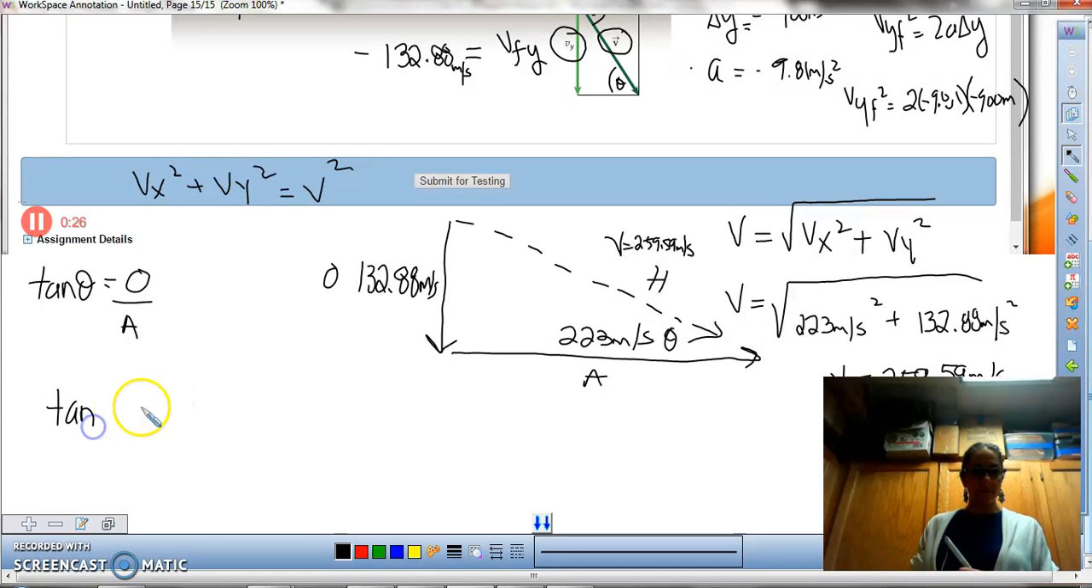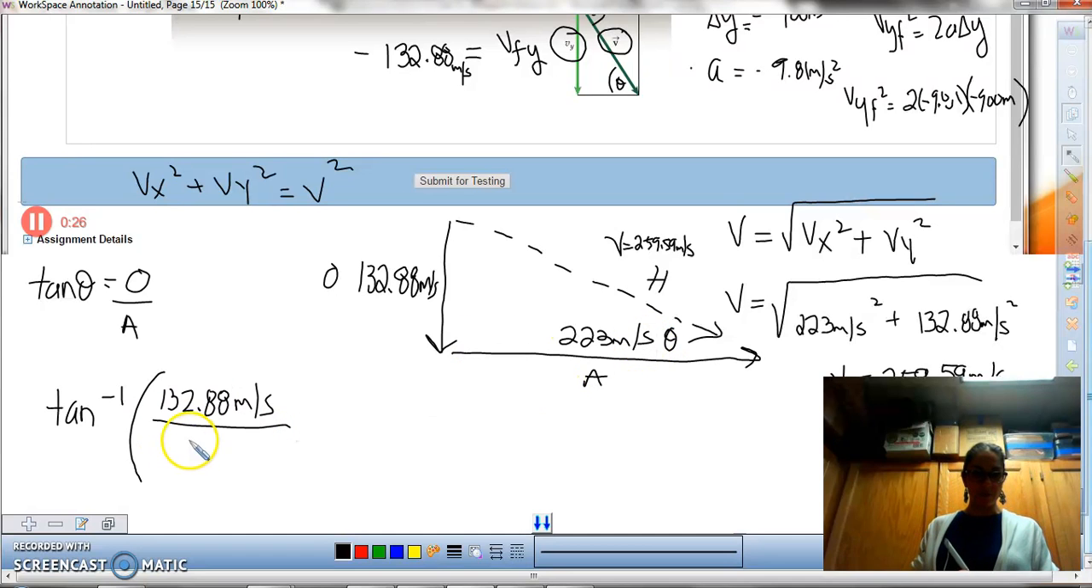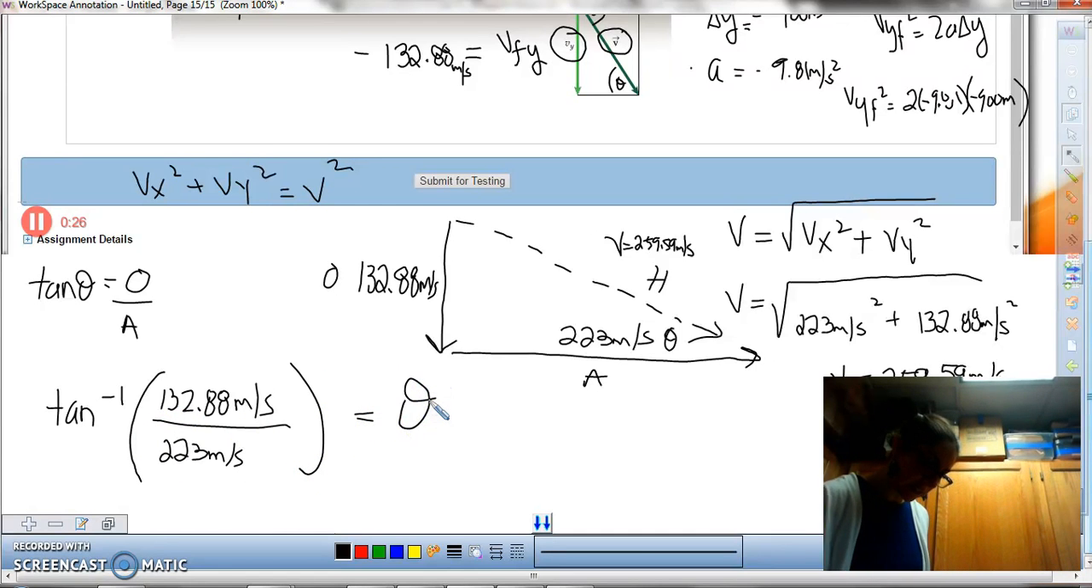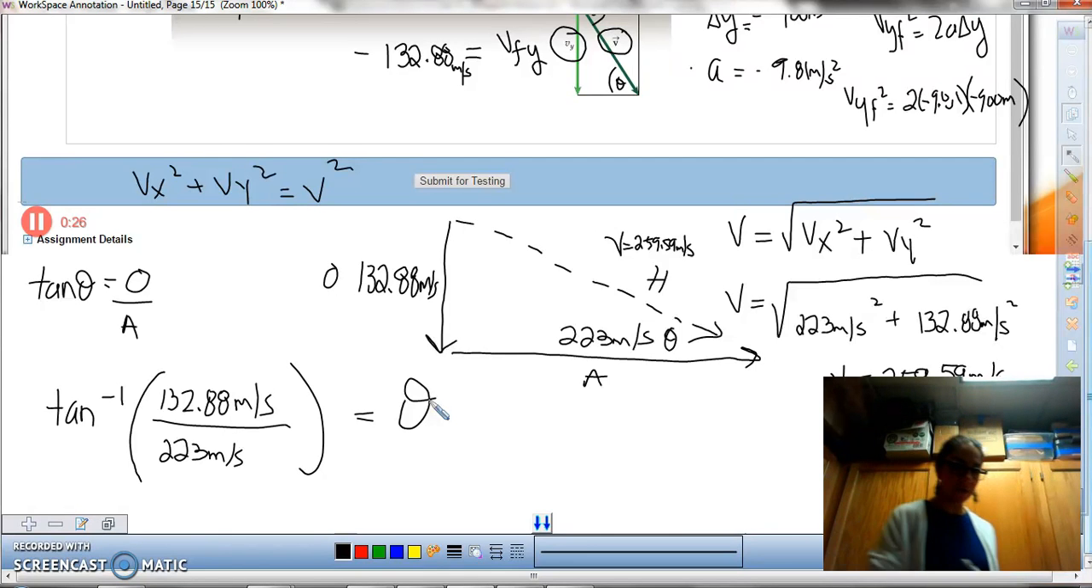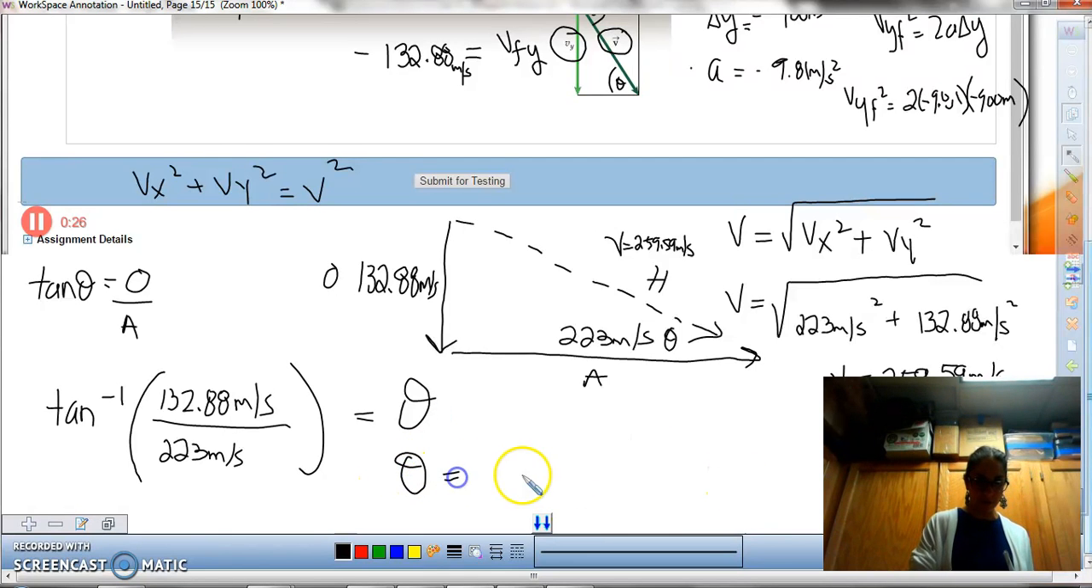So the tan of the angle. So I had to take the inverse to get the angle itself. So that's going to be opposite, which is 132.88 meters per second, divided by the adjacent, which is the 223 meters per second. That's going to solve for the angle. So I have to press second tangent, 132.88 divided by 223, like that. And as long as I'm in degree mode, it should come out correct. So double check your calculator. But I get a 30-degree angle.